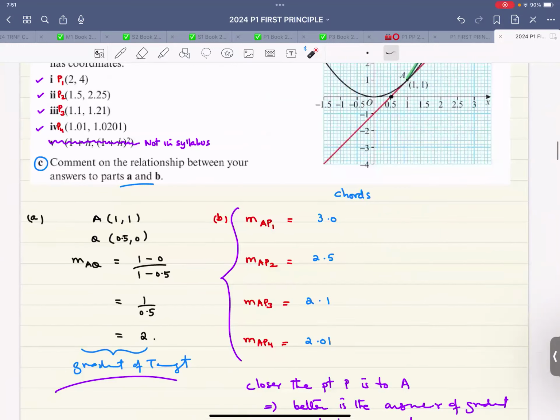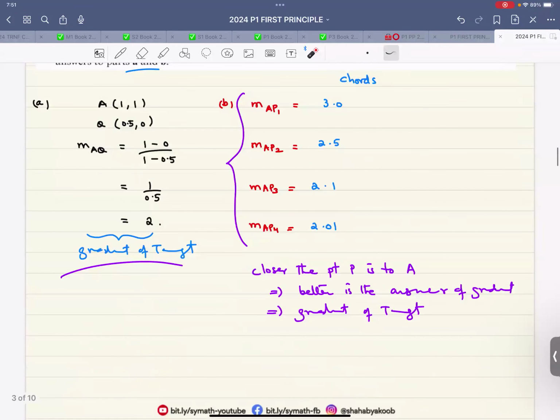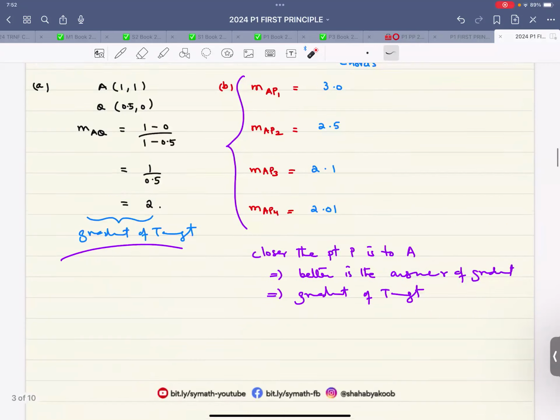Now when we calculate these 4 gradients, between A and P1 this is coming out to be 3. Between A and P2, it's coming out to be 2.5. Between A and P3 it is 2.1. Between A and P4 it is 2.01. So look at the values of the gradient: 3, 2.5, 2.1, very close to 2.01, which is very close to the gradient of the tangent, 2. This is what the first principle says. The closer the point P is to A, the better is the estimation of gradient, and that is the gradient of the tangent.